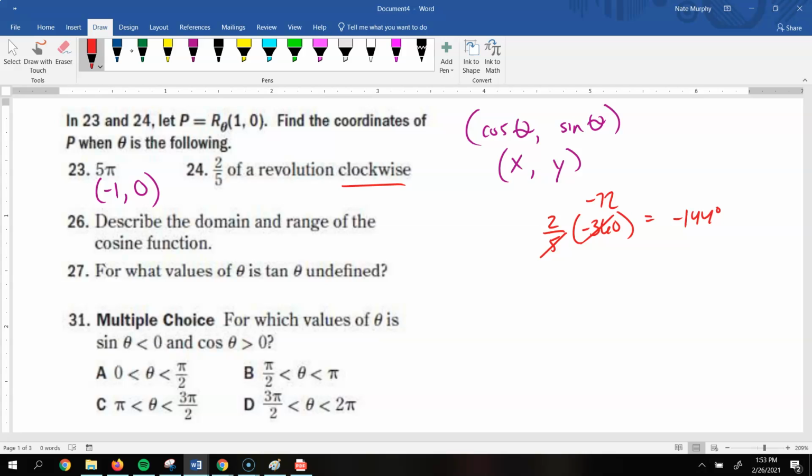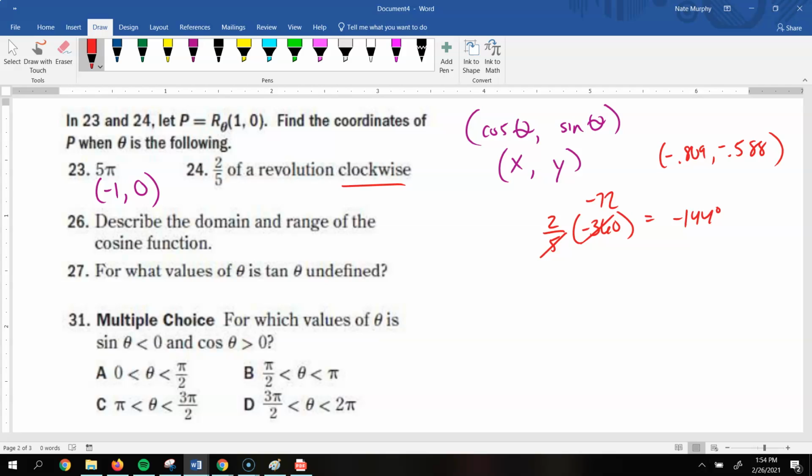Now I want to take the cosine of that and the sine of that. When I do that on my calculator, the cosine of -144 is about -0.809, if we round to the nearest thousandth. If this was a test question, I would ask you to do the same. That's our typical place to round when working with trigonometry. Then the sine of -144 would be -0.588. So that would be your answer for 24.